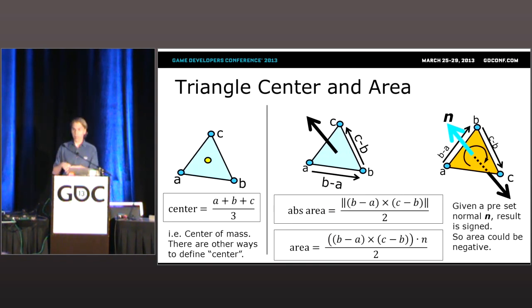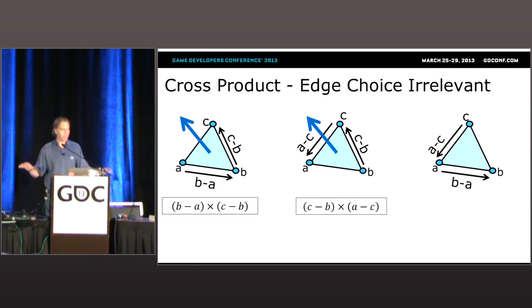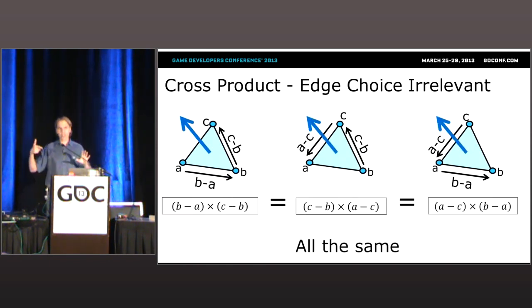Now, if I have a triangle with a predefined normal, well then instead of taking the magnitude, I can just take the dot product with that normal. An advantage here is I actually get a signed area, so I could have triangles with negative area, and soon we will see why that's useful. Okay. Now, just to make it clear to everyone, it doesn't matter which 2 edges you pick. When you take the cross product, you're going to get the exact same result, unless you're going the other way, and then you'll get the negative result.